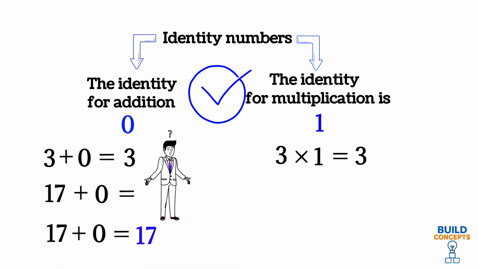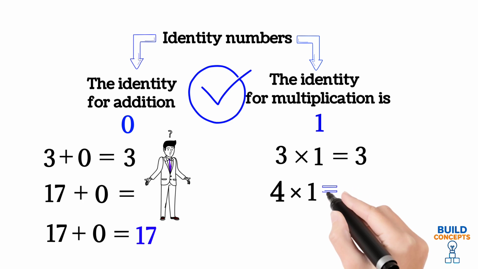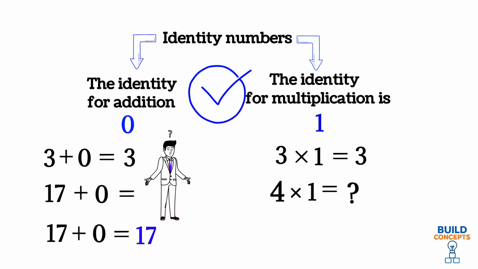Now let us look at multiplication. I write on the board. 4 times 1. What is 4 times 1? The answer is 4. Multiplying by 1 does not change the number. 1 is the identity number for multiplication. So 4 times 1 equals 4.